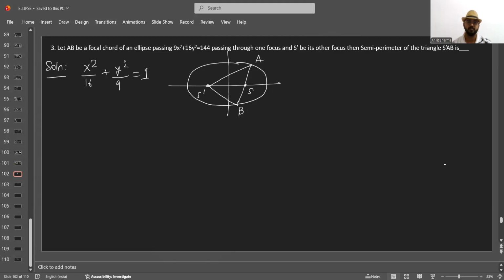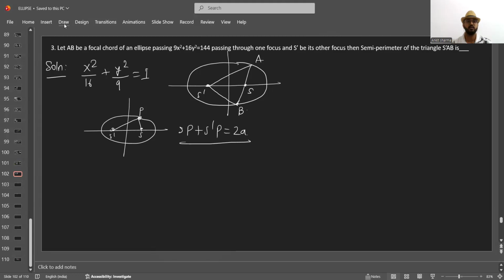So if we want the semi-perimeter, for this thing we don't have to do anything here, because if you watch carefully, by the definition of the ellipse itself, we had derived this thing. So if I take a point P here, this is my point P, and this is S and this is S'. So SP plus S'P is nothing but 2a.